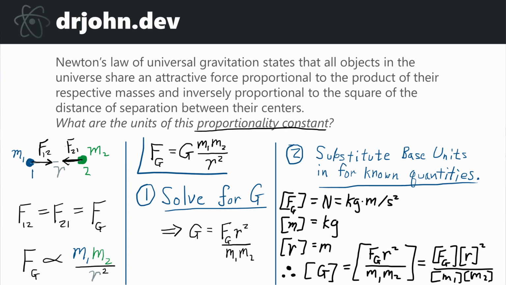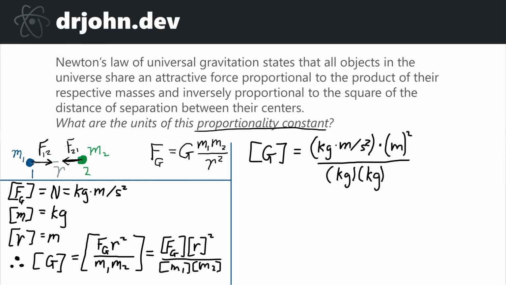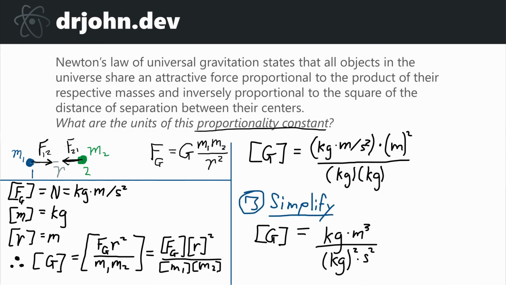Since we've run out of space here, let's clean up the board and then continue. Now, we can clean up this mixed fraction, and we arrive at kilogram meters cubed divided by kilograms squared seconds squared. The kilogram factors cancel to leave a factor of kilogram in the denominator, which leaves the irreducible base unit form for G as meters cubed divided by kilogram seconds squared. And we can box this answer.